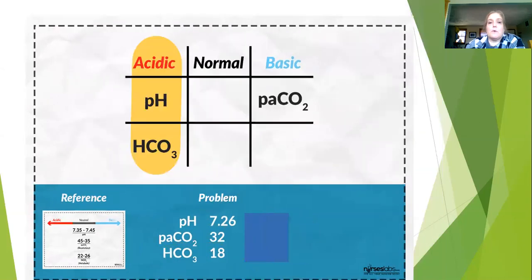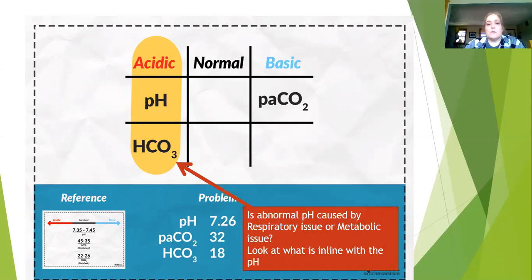Now, what do these numbers mean? Well, first thing we do is we look at what column is the pH in. The pH is in the acid column. So we know already we have an acidosis. Our patient is acidotic, okay? So then we decide what is causing the abnormal pH. Well, we have the bicarb, which when we say bicarb, we're supposed to think metabolic. So we have the bicarb in the same column as the pH, so we know it is a metabolic issue.